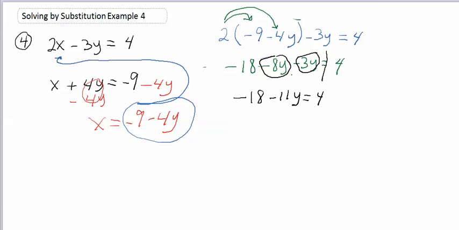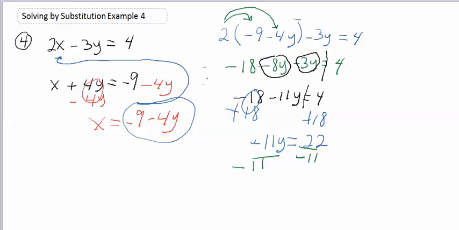Okay, so now I'm going to get numbers on one side, letters on the other. I'm going to move my 18, and since it's a negative 18, I'm going to add 18 to both sides. So I have a 0 here. I have negative 11y is equal to 18 plus 4, which is 22. Then I'm going to divide, just like you do when solving equations, by negative 11 on both sides, and I get y is equal to negative 2.